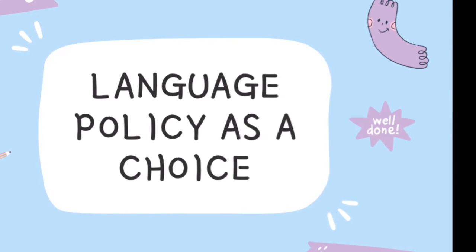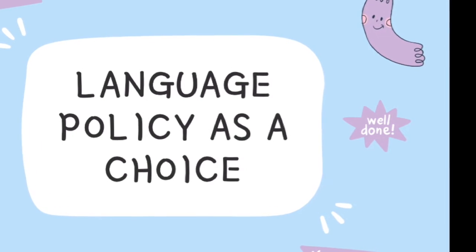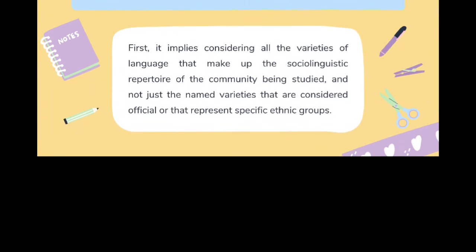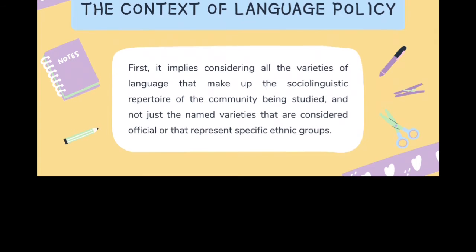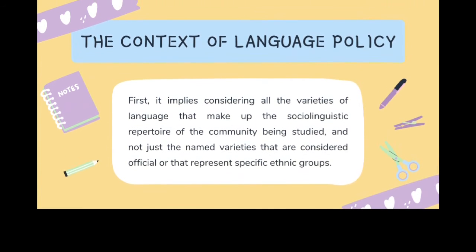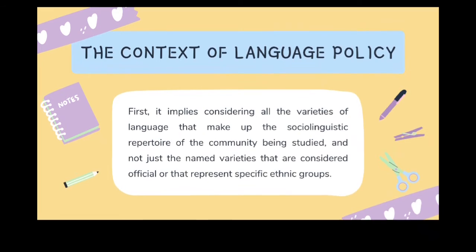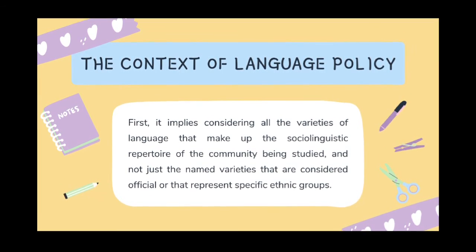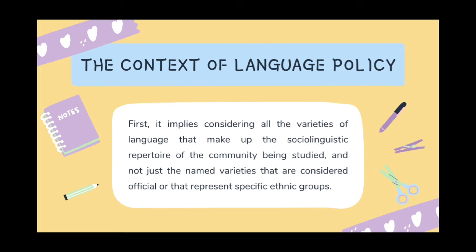Now let's move on to the context of language policy. Looking at language policy ecologically has two different implications. First, it implies considering all the varieties of language that make up the sociolinguistic repertoire of the community being studied, and not just the named varieties that are considered official or that represent specific ethnic groups.